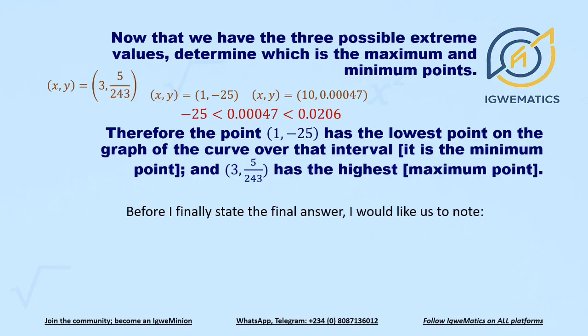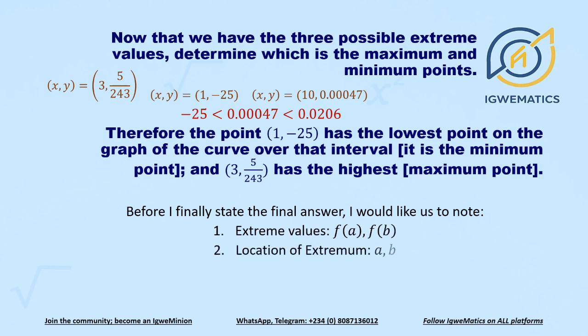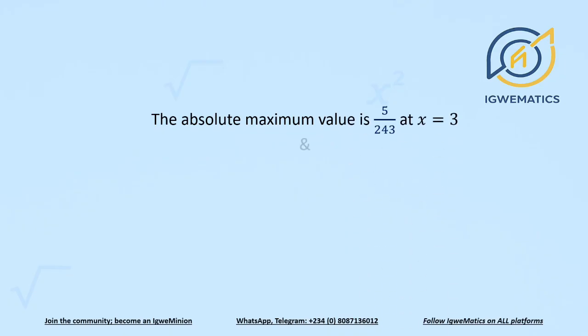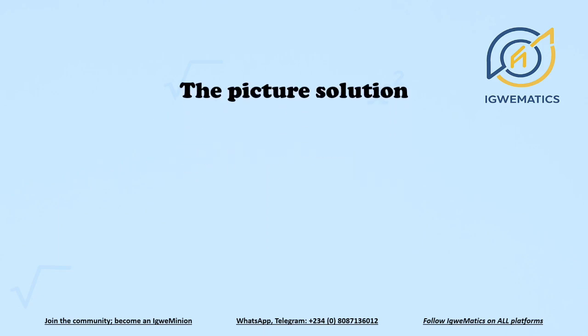is the maximum point. Before I finally state the final answer, I would like to note that the extreme values are the y terms, the locations of extrema are the x terms, and the extreme points include both the x and y terms. Now let's state our answer. The absolute maximum value is 5 divided by 243, and this occurs at x equals 3, and the absolute minimum value is minus 25, and this occurs at x equals 1.